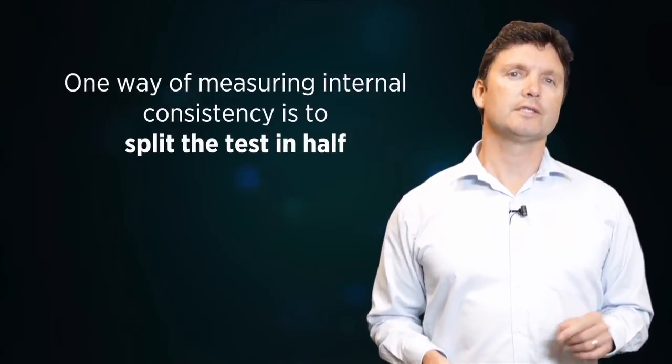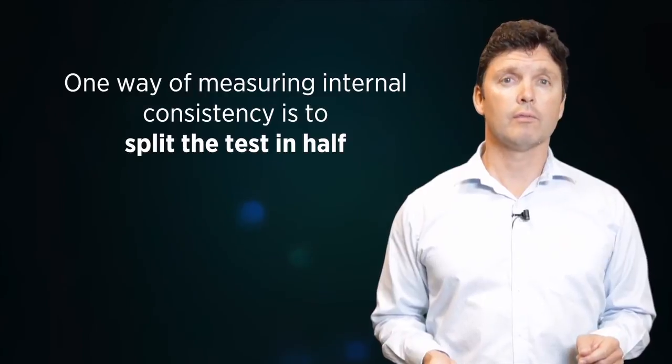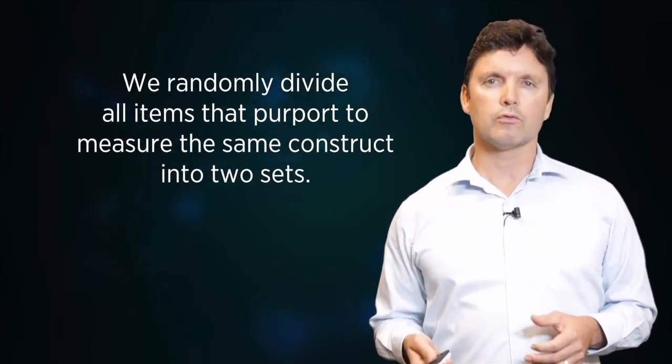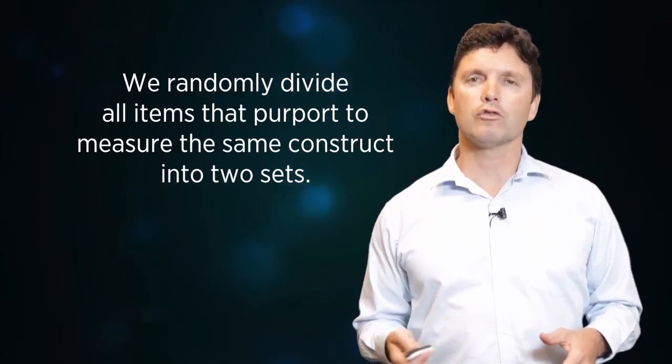One way of measuring internal consistency is to split the test in half, which is, funnily enough, why we call it split half. In split half reliability, we typically randomly divide all items that purport to measure the same construct into two sets. We administer the entire instrument to a sample of people and calculate the total score for each randomly divided half, the split half reliability estimate.